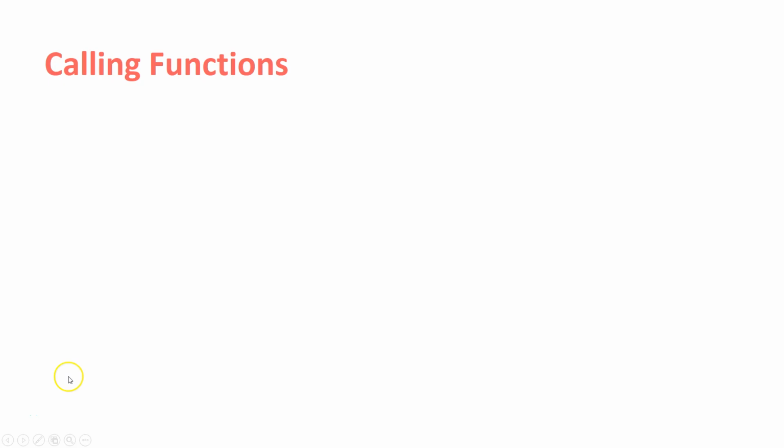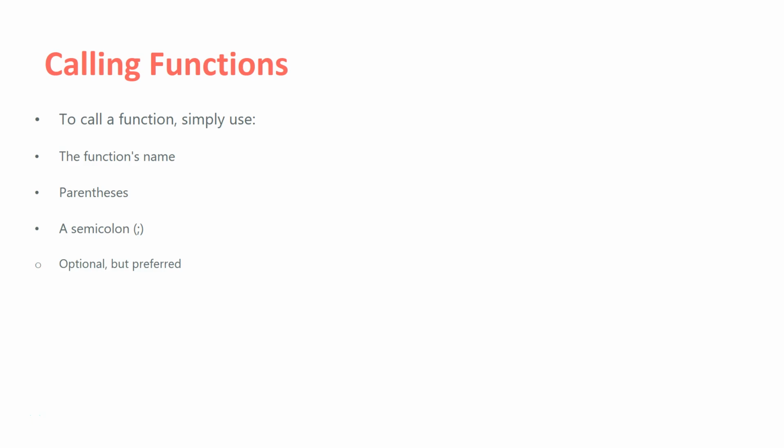How can we actually call functions? Well, to call a function, we simply need to use the function's name and parentheses. So if it doesn't have any parameters, then I'll call the function name with empty brackets and then a semicolon. Optional, but it is preferred to have it.